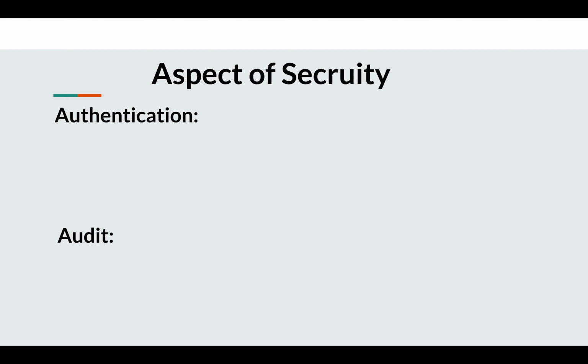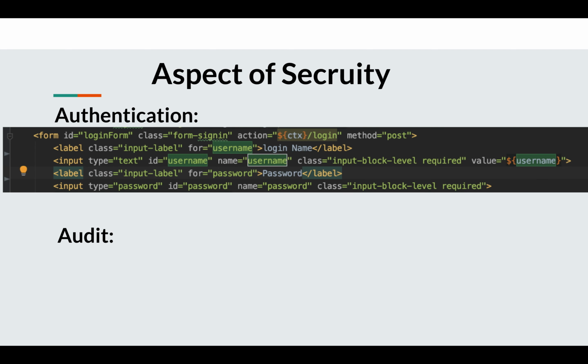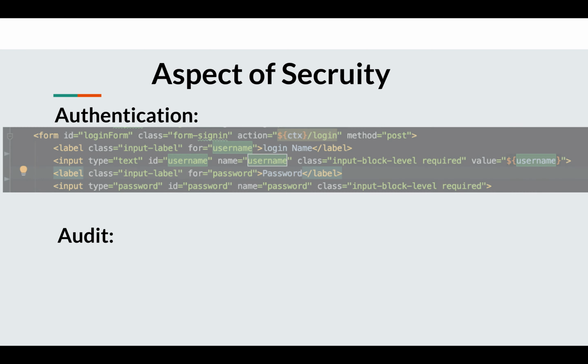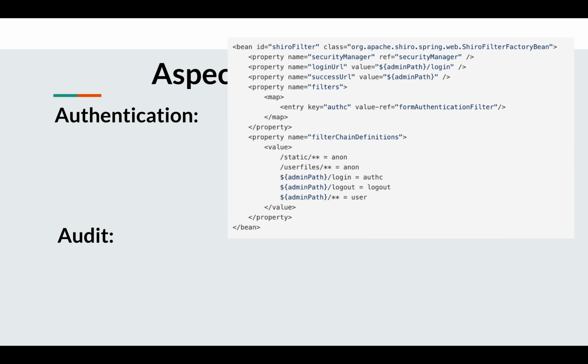In the part of the authentication, we focus on the process of login. This is a form to submit the user's name and password. And this is a Shiro filter. Shiro is an Apache plugin to keep system safety.